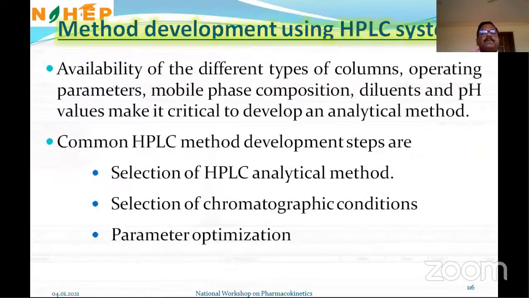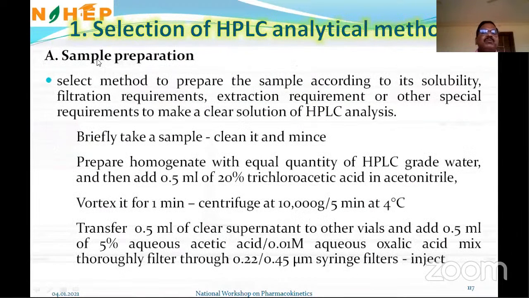Coming to method development using the HPLC system, the availability of different types of columns, operating parameters, mobile phase composition, diluents, and pH values makes it critical to develop an analytical method. So the common HPLC method development steps are selection of the HPLC analytical method, selection of chromatographic conditions, and parameter optimization. So the first one is selection of the HPLC analytical method.